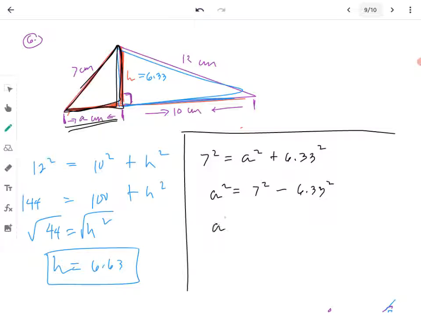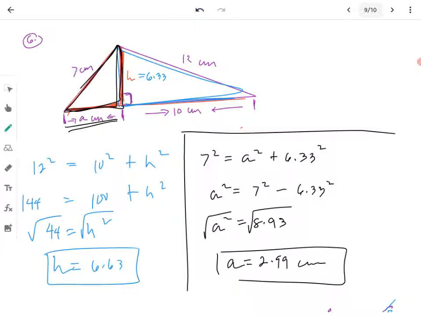A square is 8.93. Taking the square root of that, 2.99, or almost 3, 2.99 cm.